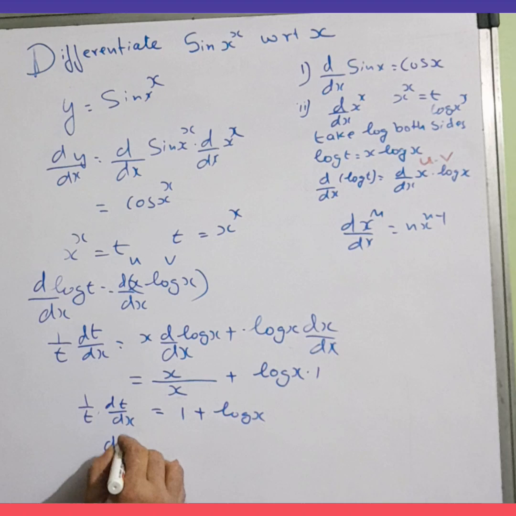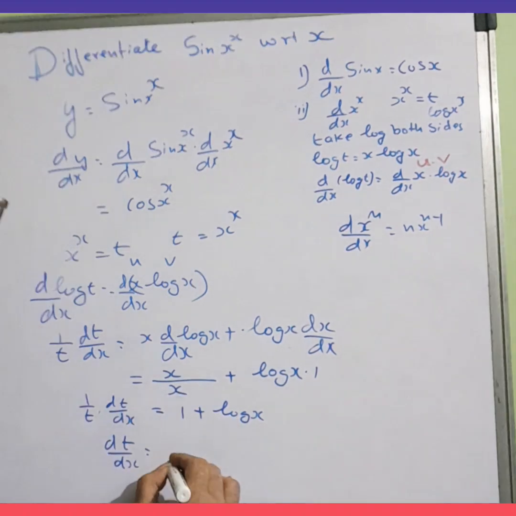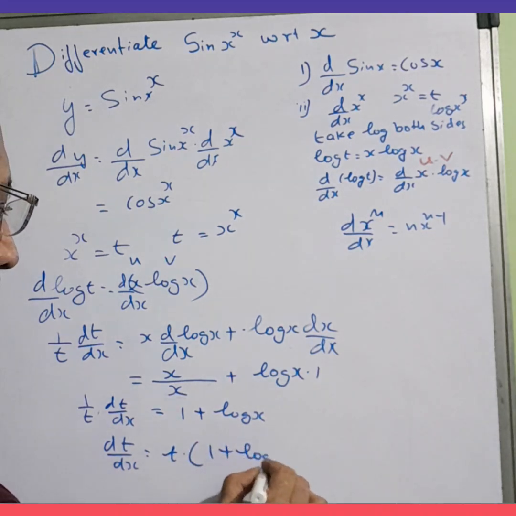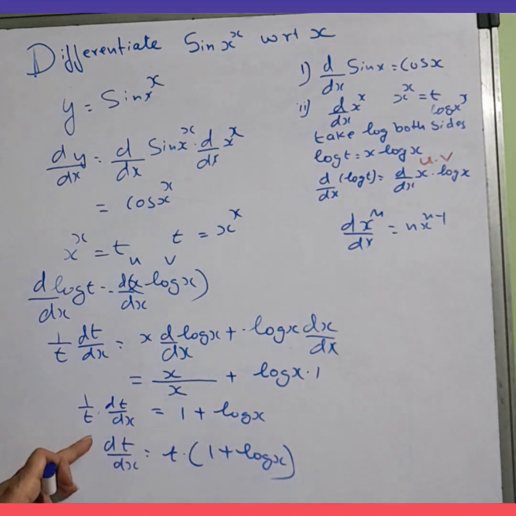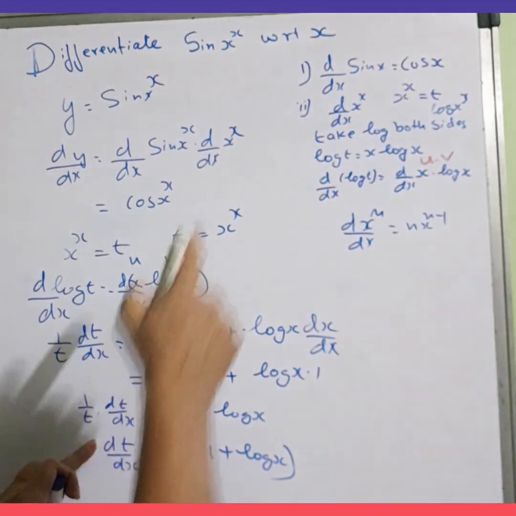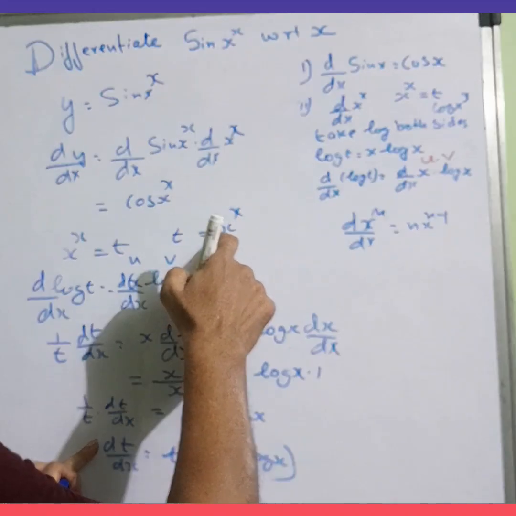So dt by dx would be equal to t, I am taking it there, t into 1 plus log x. Alright, so dt by dx. Now if you check out over here, this was what? This was x raised to x.